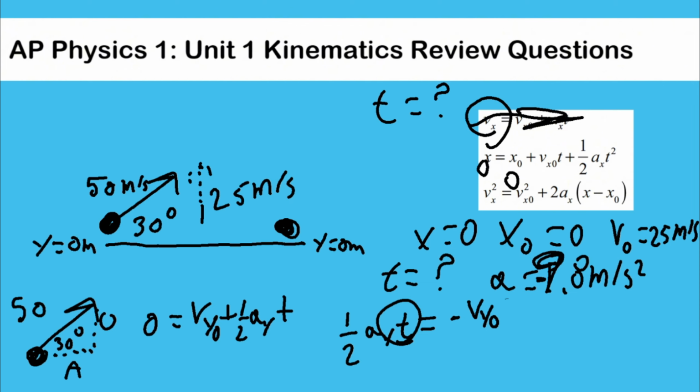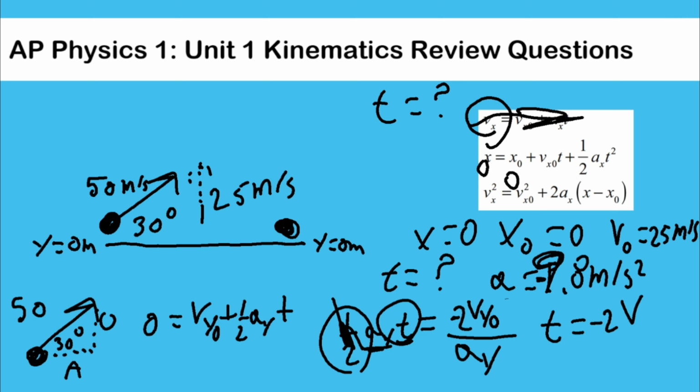So as we can see, we have a fraction here. So I multiply both sides by 2. We get rid of this. But as you can see, there's a y, I mean not y, acceleration in the y direction here. So if we divide by acceleration in the y direction on both sides, we're left with t is equal to 2 times negative velocity initial in the y direction divided by acceleration in the y direction.